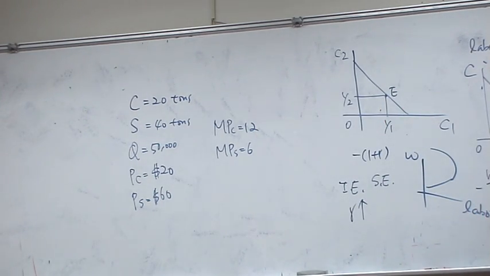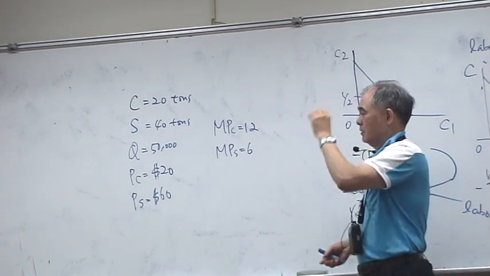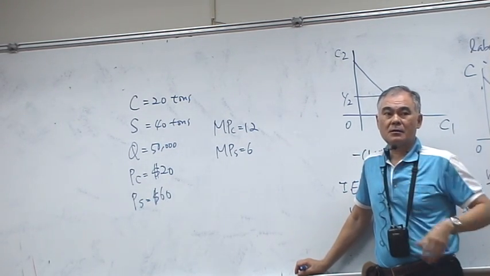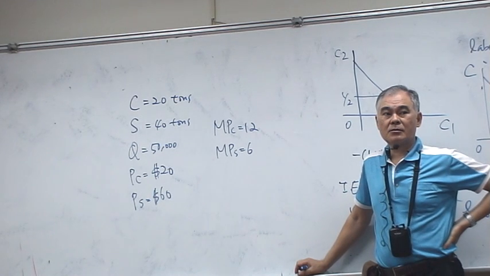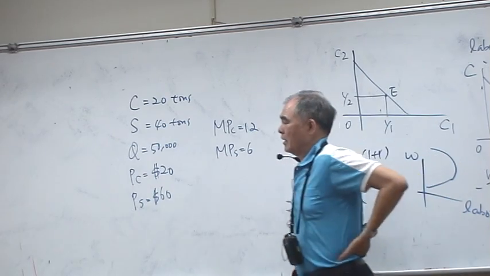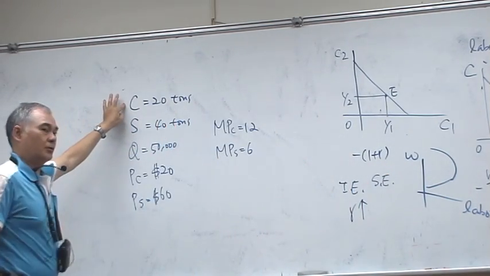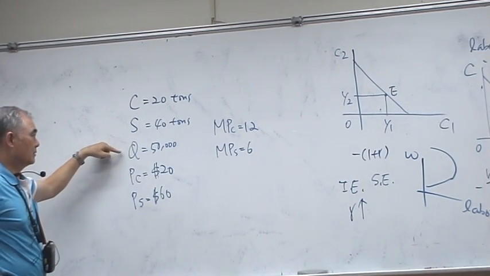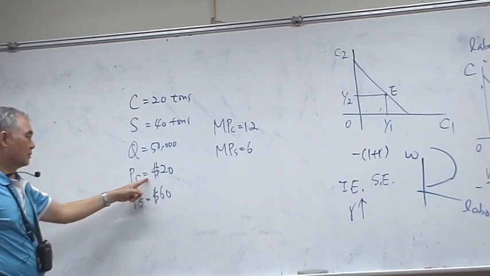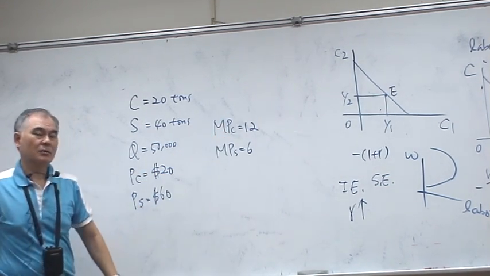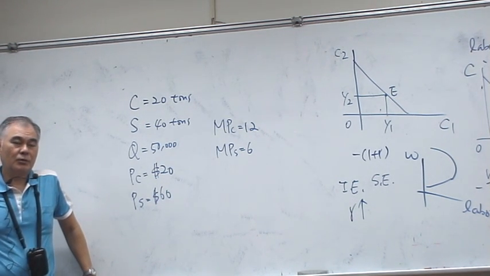So, is this firm maximizing profit? Yes or no? And how are you going to judge it? So we have the input used, right? Cement, 20 tons, steel 40 tons, and the production level, and here's the price, and here's the marginal product. Okay, so is the firm doing well?